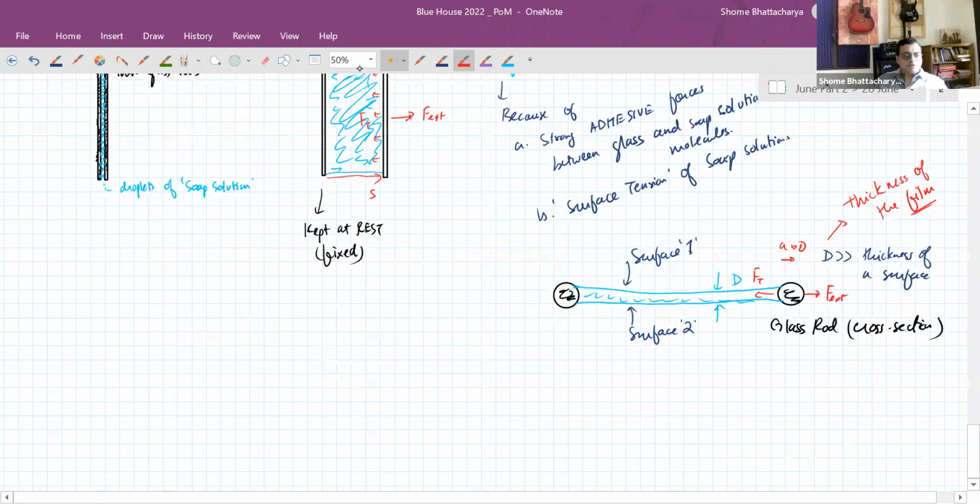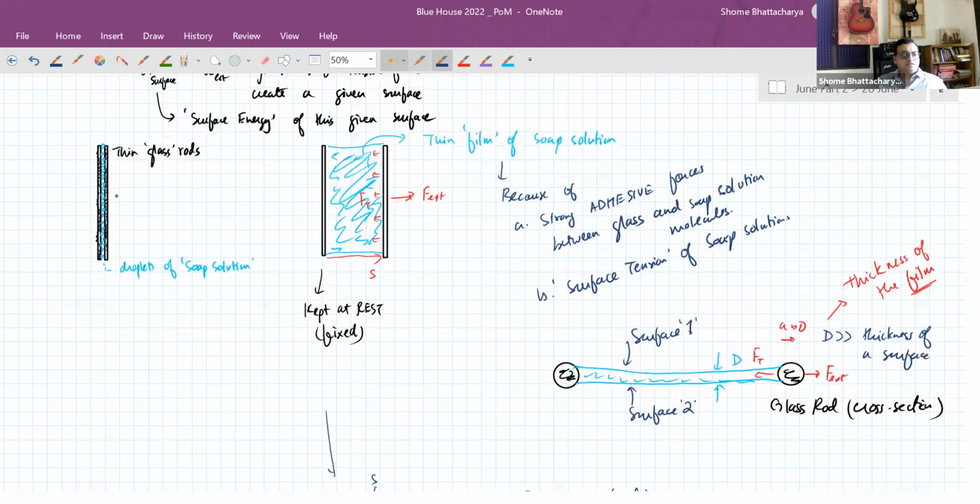Okay, so now coming to the work done by this external agent, that work done will be basically this integrated from 0 to S. But this external force is balancing the surface tensional force, which is surface tension into the length of the glass rod. So let's take this length to be L.